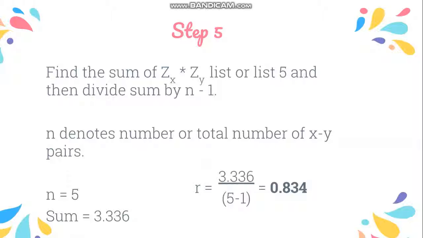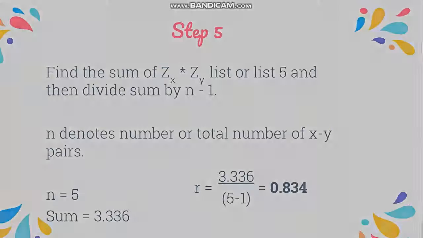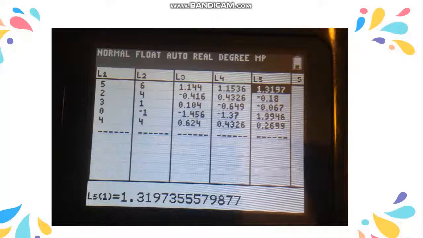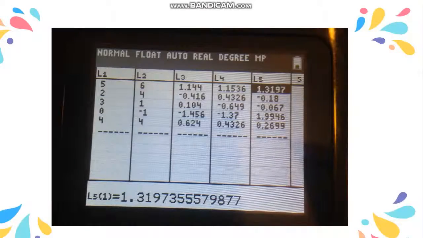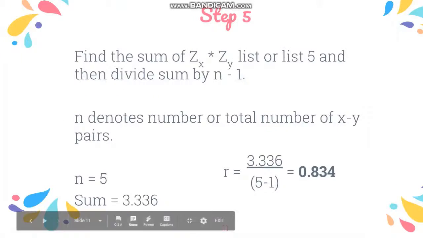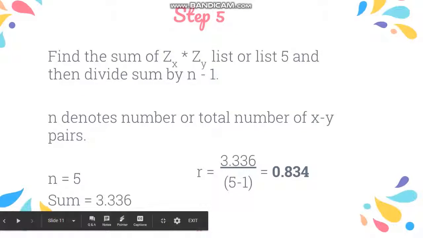The last step is to find the sum of zx times zy, or list 5, and then divide that by n minus 1. So n in this case is the total number of x and y pairs, so L1 and L2 pairs, which is 1, 2, 3, 4, 5. And you have to take the sum of L5, and you get 3.336.